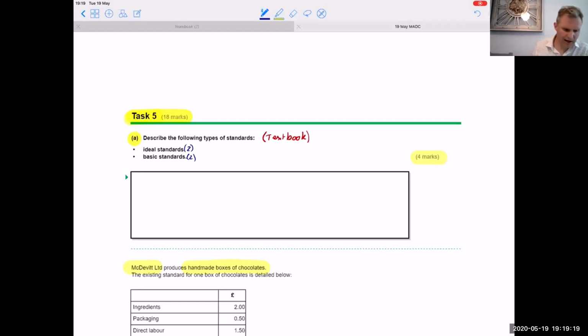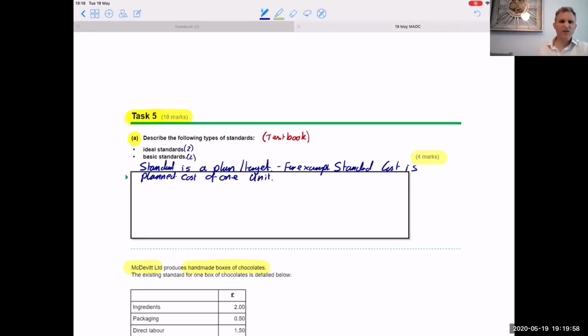Okay, so you can talk about a standard as a plan or a target. Okay, and you can then elaborate that, and you can say, for example, a standard cost is the planned cost of 1 unit.